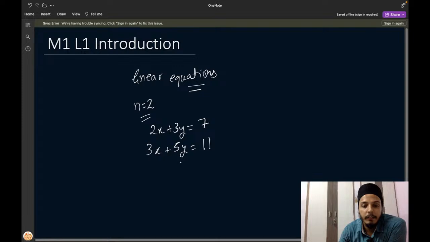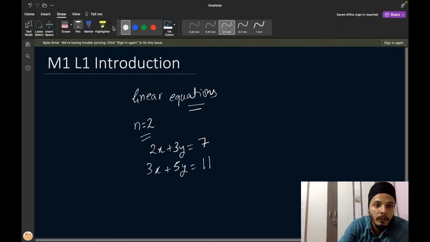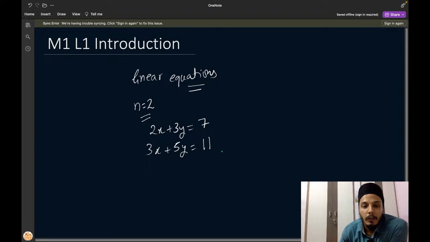Now the method that we will use here is the elimination method. In this method we will eliminate one of the variables, then get the value of the other variable, and then we will back substitute and get the value of the other variable. First we will solve for the variable x and then we will get the value of y. So in this way we will get our values of x and y. The way that we will do it is using back substitution and elimination.